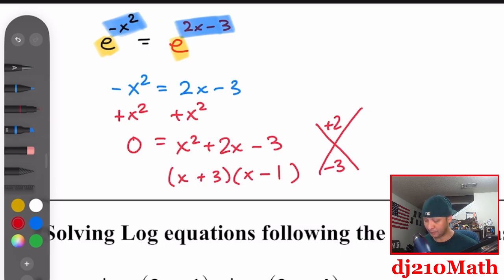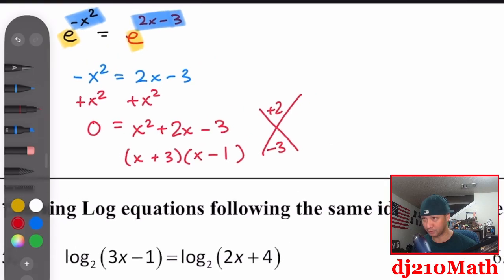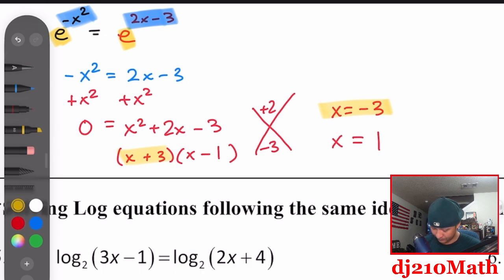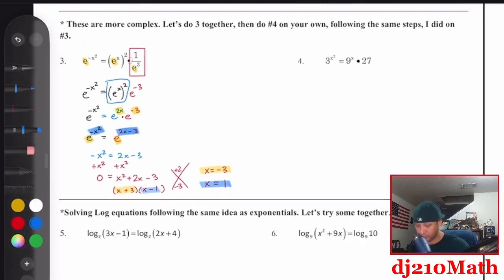Okay, so this means x plus 3 and x minus 1. Those aren't the solutions. The solutions are x equals negative 3, and then x equals positive 1. Okay, there it is. Those are the solutions.